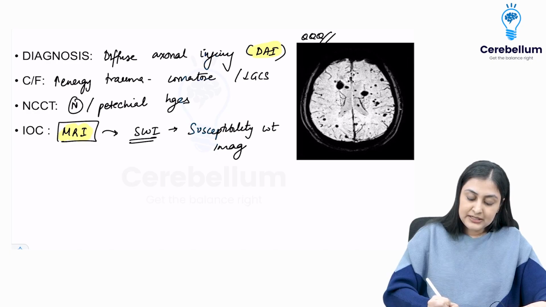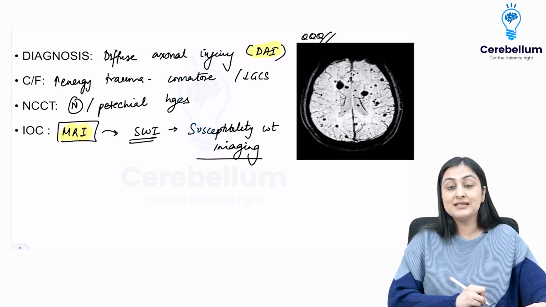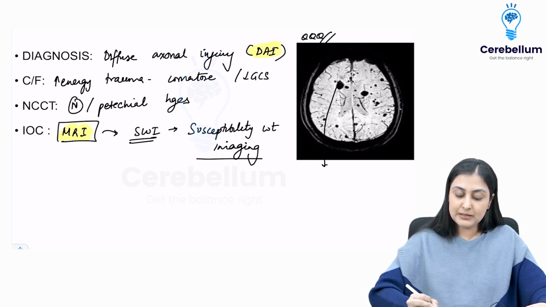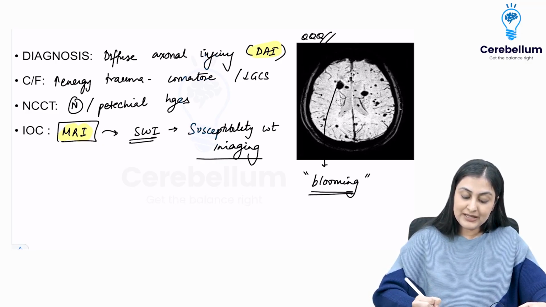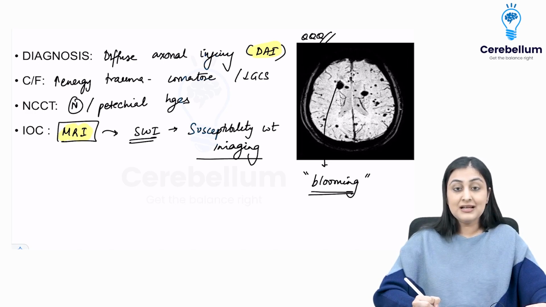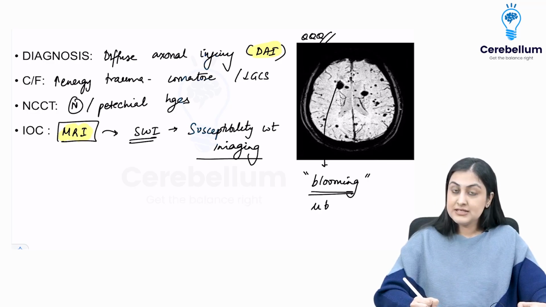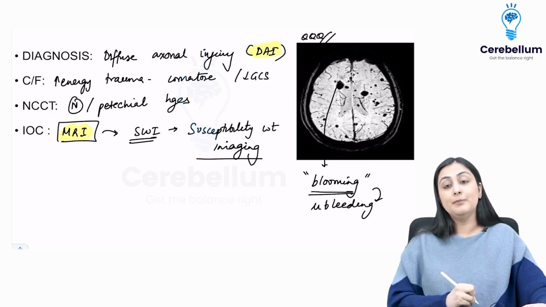Susceptibility weighted imaging, SWI, is the sequence of choice in MRI, because wherever you have bleeding, it will show as these black foci, which is called blooming. These foci of blooming are going to present on SWI as black spots. So these foci of blooming represent micro bleeding.